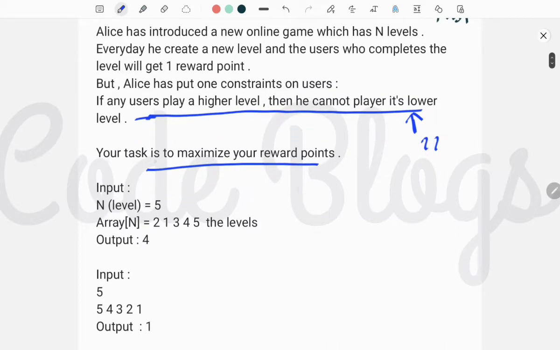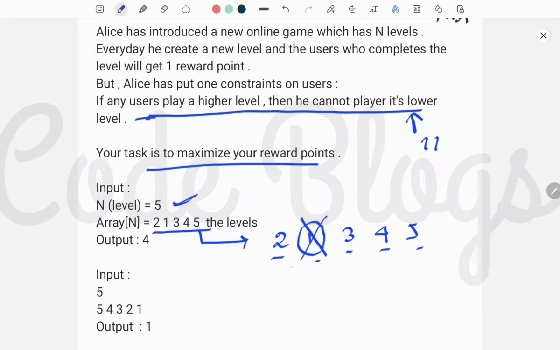And here the input is 5. That means it is the number of levels, how many levels are present in the game. And this is the array of numbers that describes the levels. First of all, if any user plays the second level, then he cannot play its lower level. If he plays the second level, then he cannot play the first level. Then he can easily play the third, fourth and fifth level. That's why on every level he will get one reward point, and so the total reward point is 4.